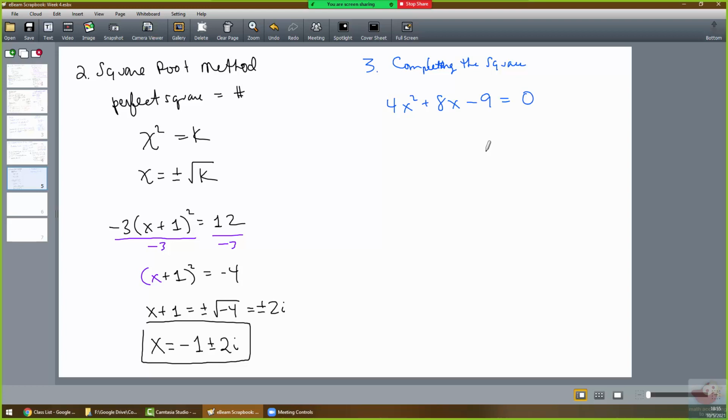Okay. To complete the square, there are 2 things that have to happen prior to the actual process of completing the square. You're prepping the equation. These can actually be done in either order. The first thing we're going to do is get the variables by themselves. So in this case, I am going to add 9 to both sides.